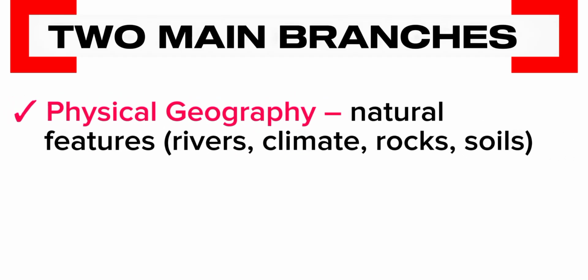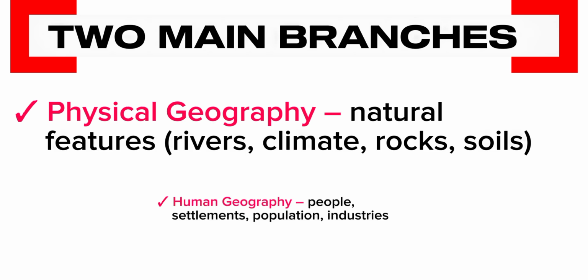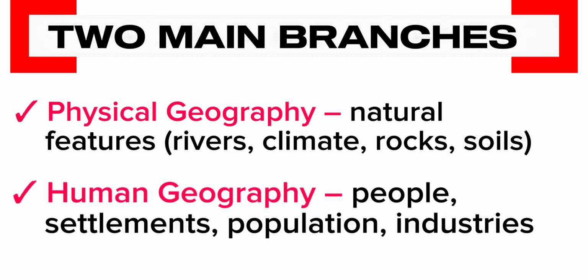Two main branches of geography. We have physical geography, dealing with the natural features, that is rivers, climate, rocks, and soils. Human geography, dealing with the man-made features like people, settlements, population, and industries.